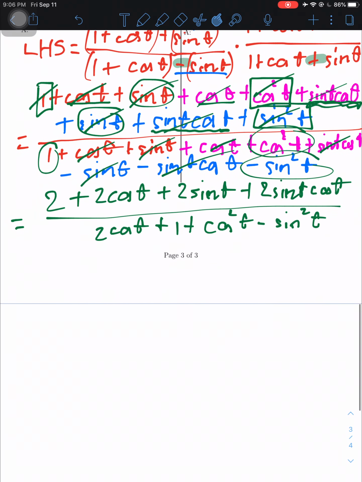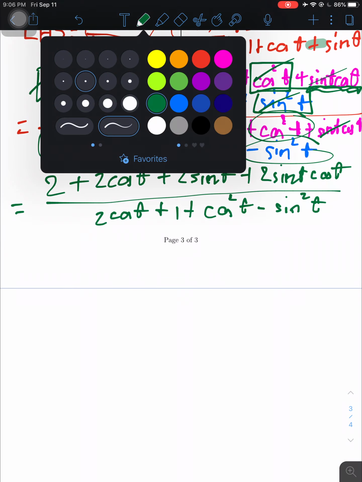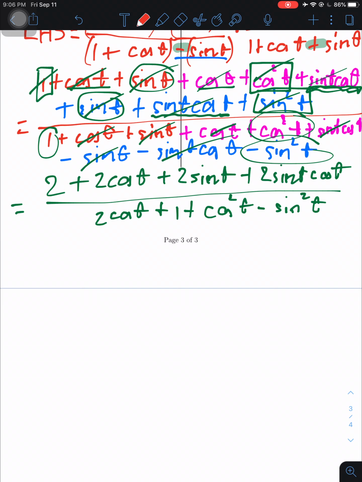Now let me move up a little bit so we have more space to work, and I know it looks really crazy already. Now what can we do? Well, if you notice, there's something that can be factored from these two, right? They have a 2 in common, so I'm gonna factor out a 2. And then because 2 times 1 is 2, on the inside we're gonna have a 1.